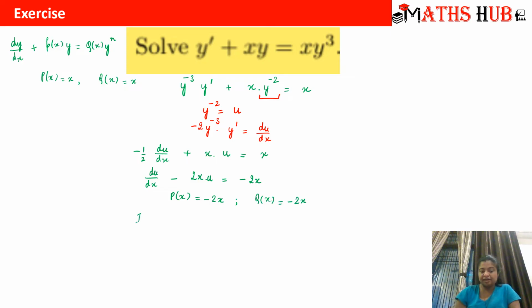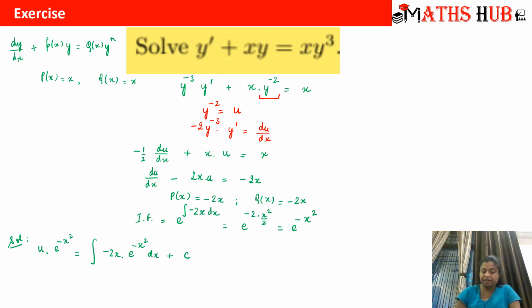So let's calculate the integrating factor first. The integrating factor is e raised to the power integral of p(x) dx, which is the integral of -2x dx. So this is e raised to the power -2 times x^2/2. The 2 gets cancelled and we get the integrating factor e^(-x^2). So what is the solution? The solution is u times the integrating factor, e^(-x^2), equal to the integral of the right-hand side function q, which is -2x e^(-x^2) dx, plus constant c.